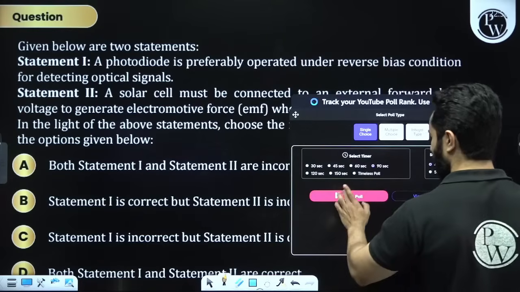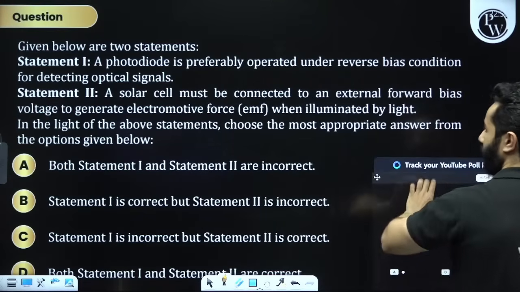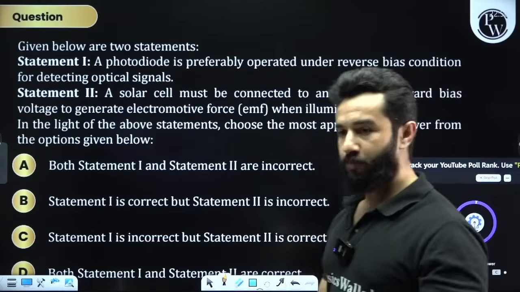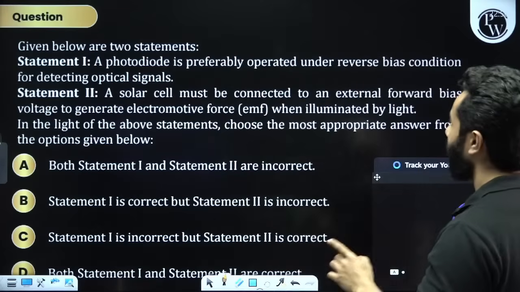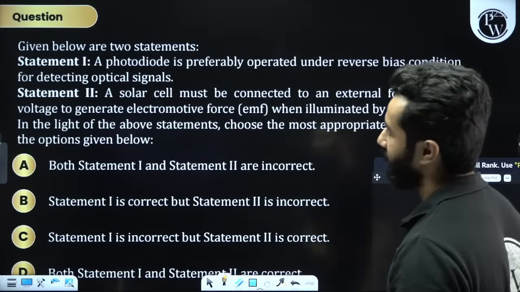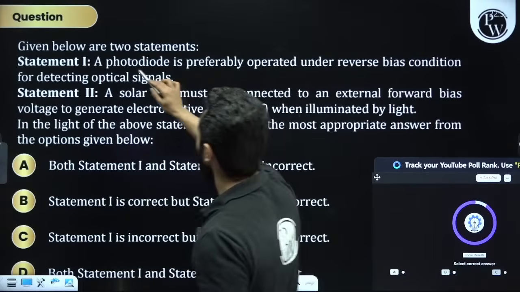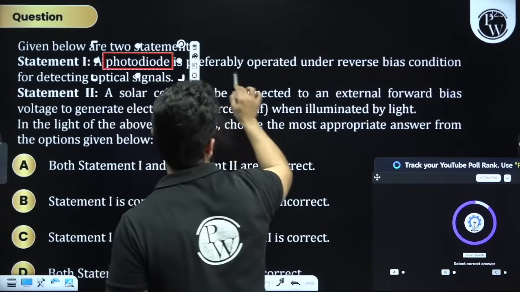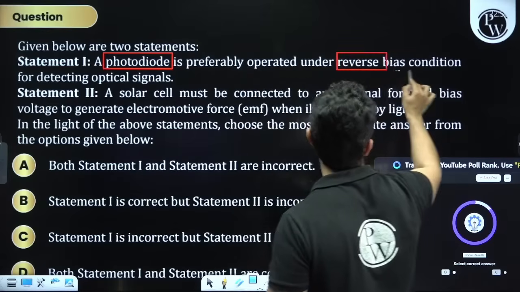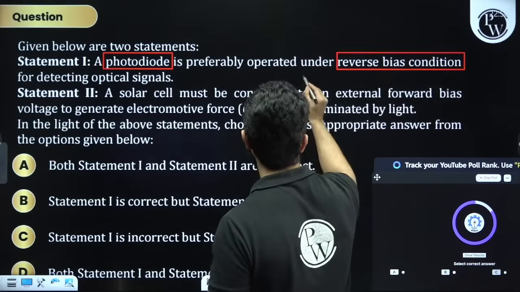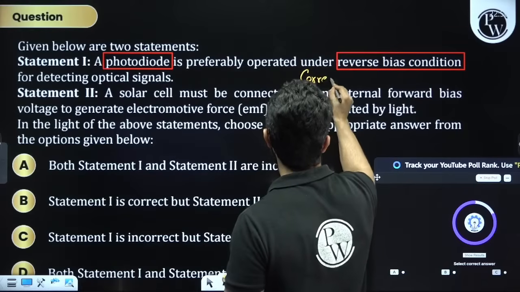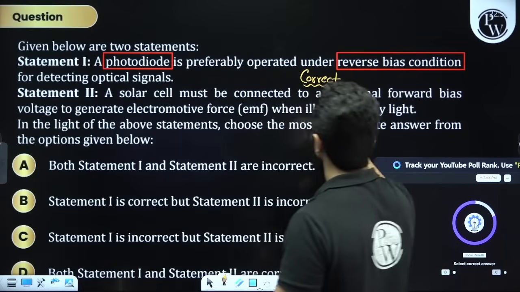Take some time. A photodiode is preferably operated under reverse bias condition for detecting optical signals. Photodiode is preferably under reverse bias. This statement sounds correct, right? It sounds correct. First is correct.